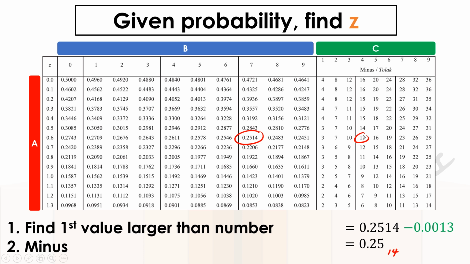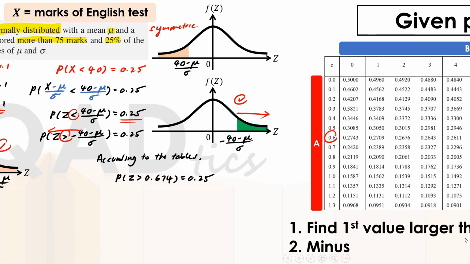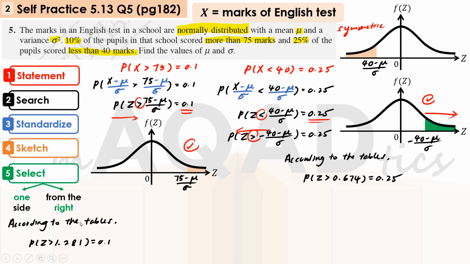Right, so let's find the 4 digits from section A, B and C. So section A 0.6, section B 7, section C 4. So our z value will be 0.674. So coming back here, we can write that according to the tables and then the result that we have gotten. Okay, it's the same thing as the statement here, it's just that I replace this part with the z value that we have gotten in the tables.